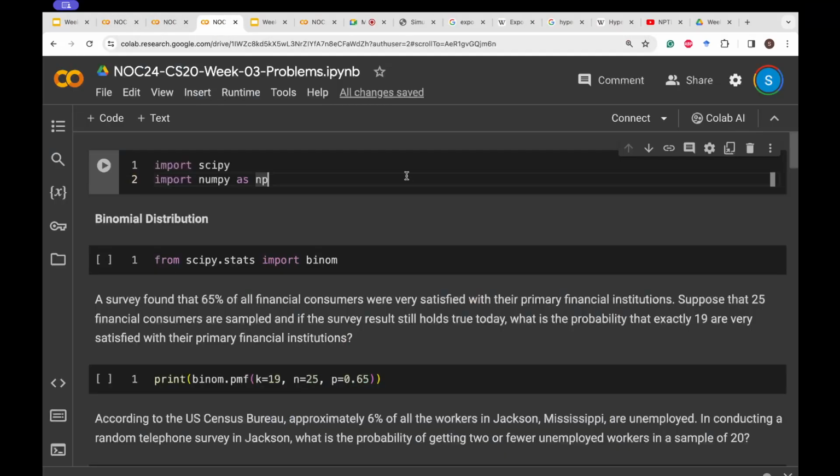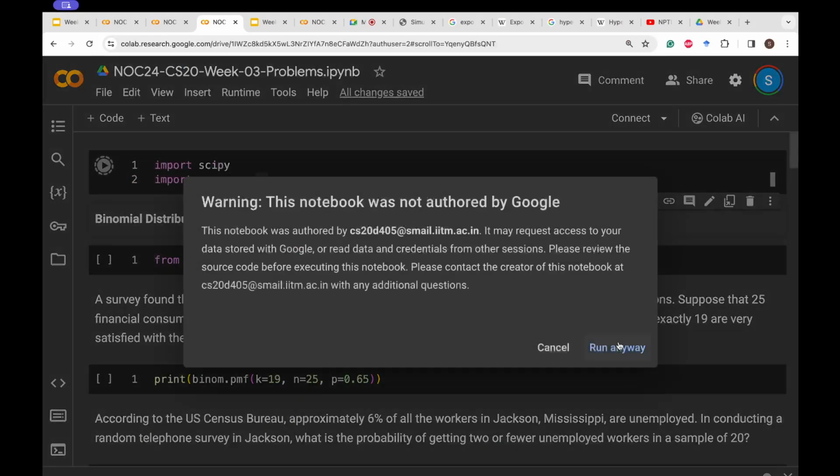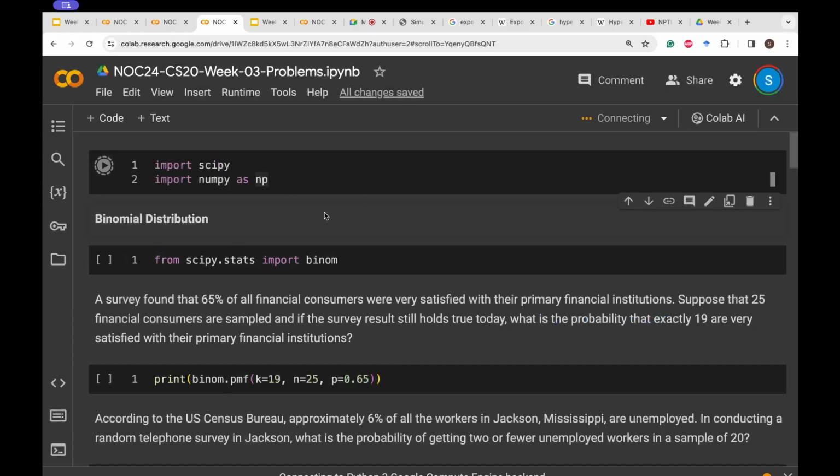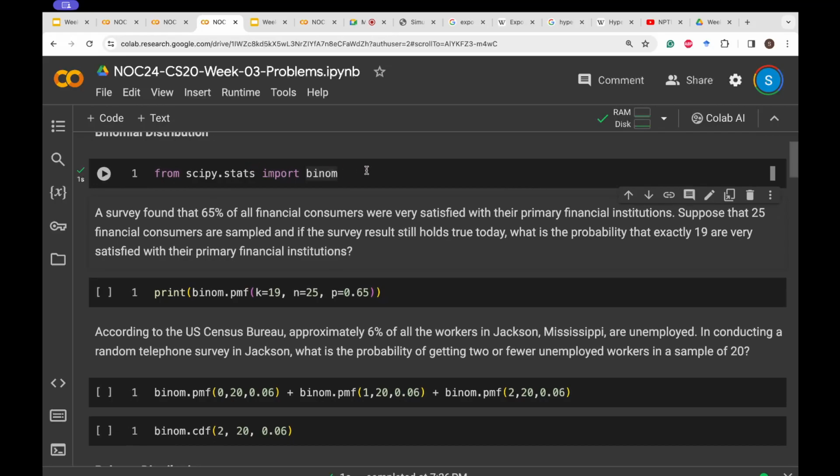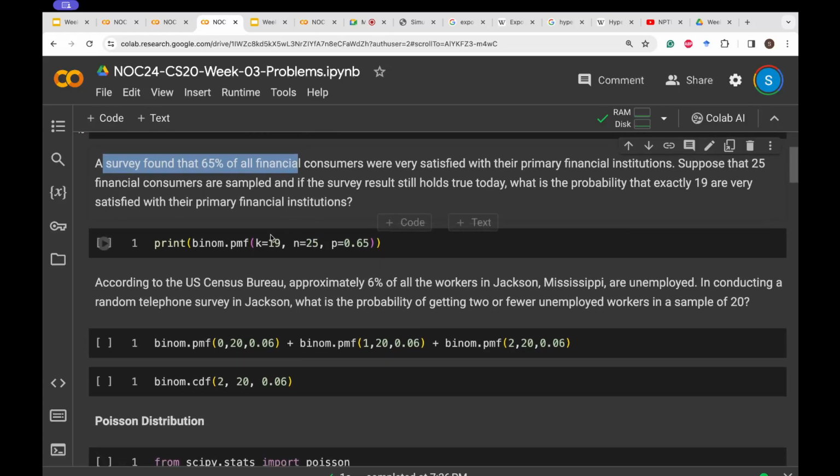So going to the problems. I'm importing SciPy, because SciPy has all these modules, statistics and all. From scipy.stats, I'm importing binom. This question we saw in the slides. A survey found that 65% of financial consumers were very satisfied with their primary financial institutions, and so on. So what is the probability that exactly 9 are very satisfied?